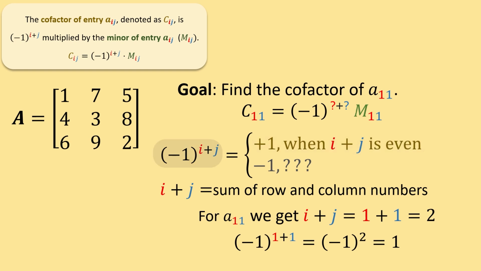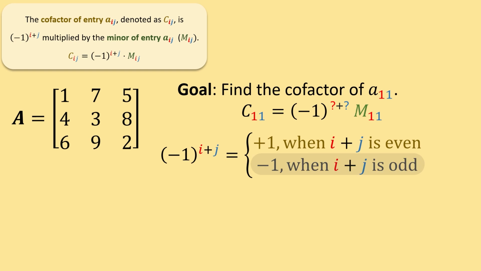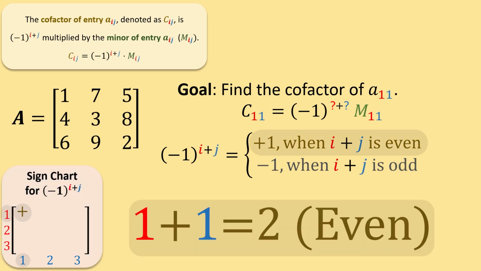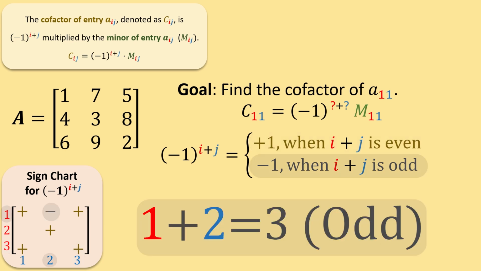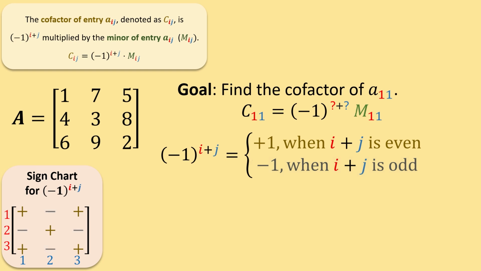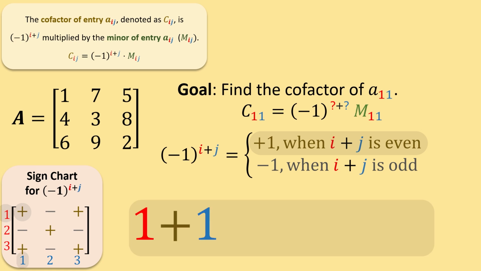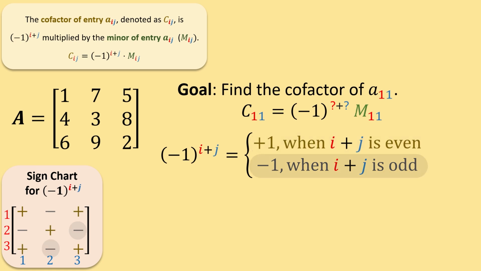-1 raised to the i plus jth power is -1 when the sum of the row and column numbers is odd. From the even-odd pattern, we can make a sign matrix, placing positive symbols in the positions where the row and column sum is even, and we put negative symbols where the sum of the row and column numbers is odd. In any square matrix, the top left position is always going to be a positive symbol because row 1 plus column 1 is going to give us 2. And then the signs alternate in every direction across the matrix.